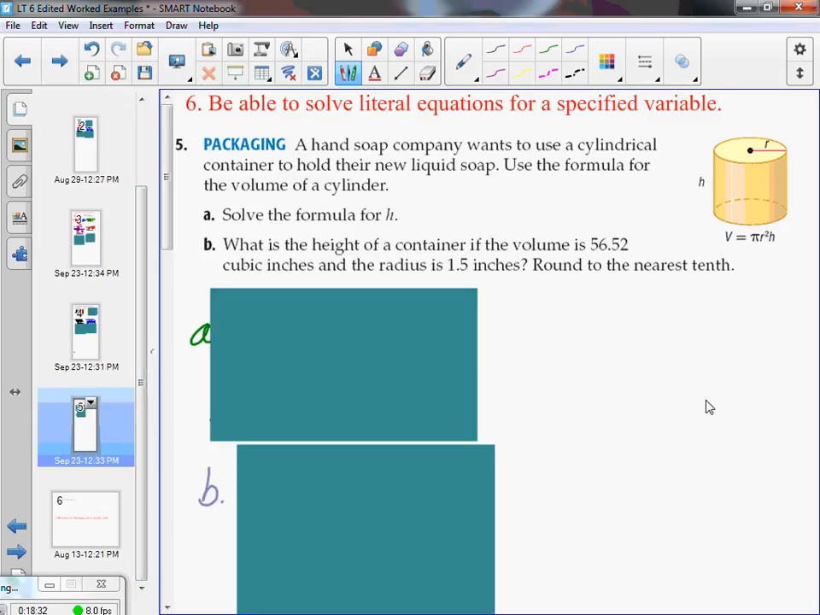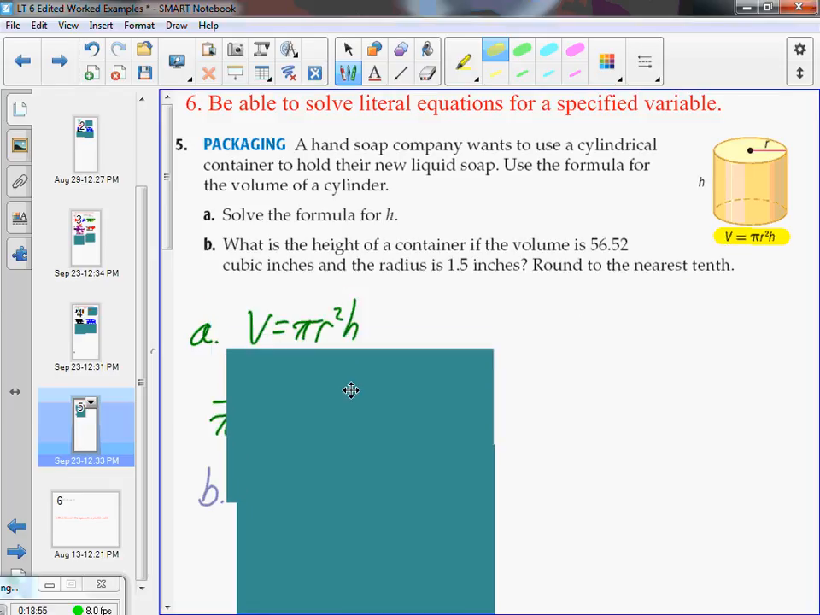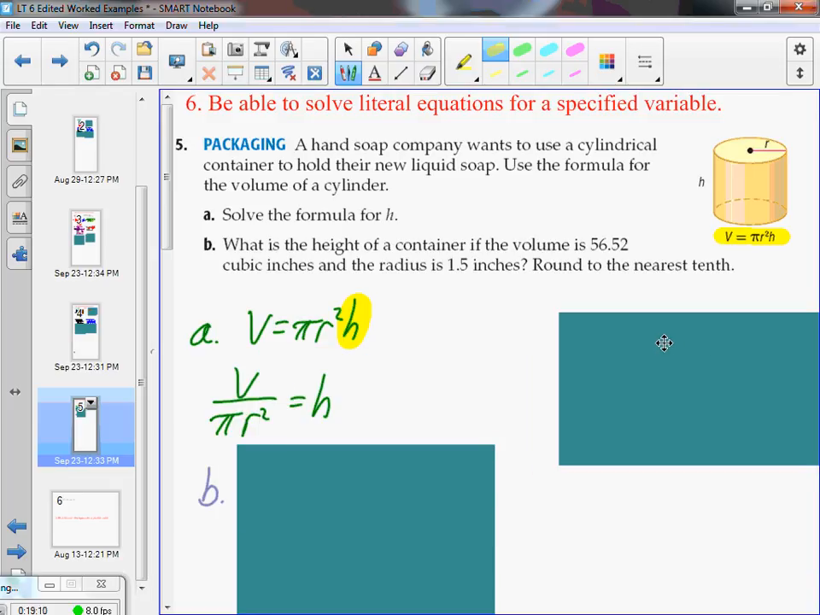All right, let's do this last one together. A hand soap company wants to use a cylindrical container to hold their new liquid soap. Use the formula for the volume of a cylinder. And we don't expect you to have that memorized anymore. It's volume equals pi r squared h, for a cylinder. It says solve the formula for h. So I start with V equals pi r squared h. Look, there's only one h. How do I get rid of the pi r squared? Do I subtract? No, I divide. Divide both sides by pi r squared, and I have solved the formula for h.